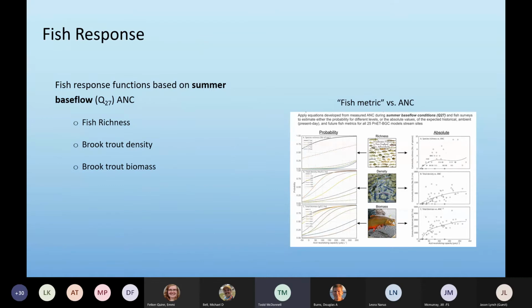And then the third main component was these fish response functions that Barry worked on. The fish response functions were based on summer base flow conditions. And so that's why that episodic acidification analysis really helped us, because the PnET modeling was done at high flow condition, and those ANC measurements were typically taken at high flow. So that episodic acidification function allowed us to flow-adjust the ANC measurements to the summer base flow conditions, which are the conditions at which these fish response functions were developed. And these were response functions based on ANC to predict aspects of the fish community, including fish richness, brook trout density, and brook trout biomass, both as a probability and also absolute values.